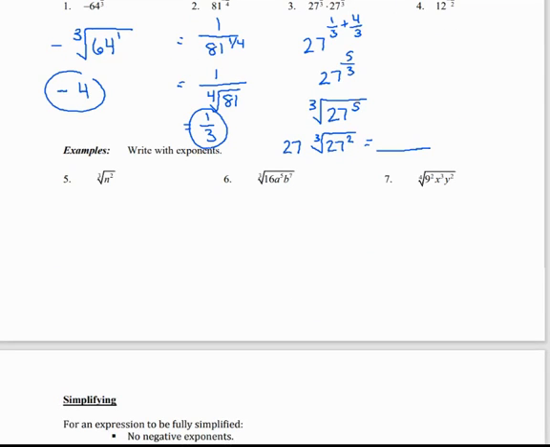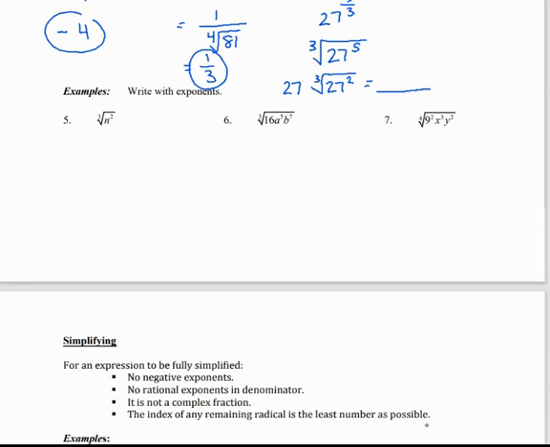All right, now let's go in reverse. So now we have a radical, and we want to write this with rational exponents. So my base is n, the root is 3, so that's my denominator, and the power is 2, that's my numerator. So this is simply just n to the 2/3.